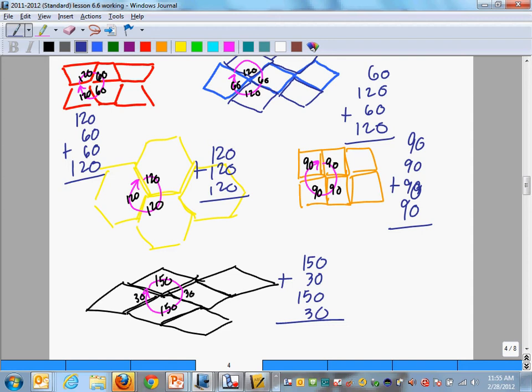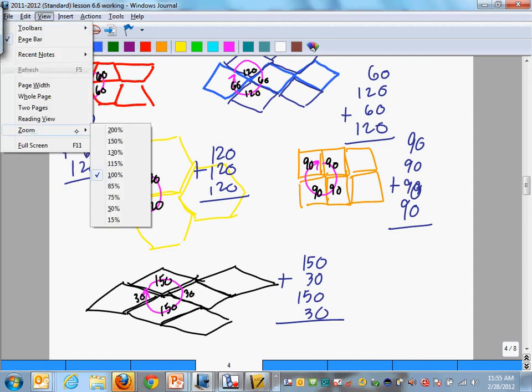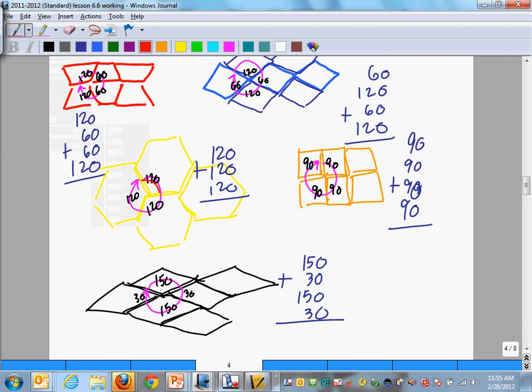How come there's only one on the yellow one? Because that's 120, 120, 120. They're different shapes. I don't know, because you're not looking at the angle shapes. Your 120 goes there. Here's another one. You weren't terribly precise in where you put your angles.